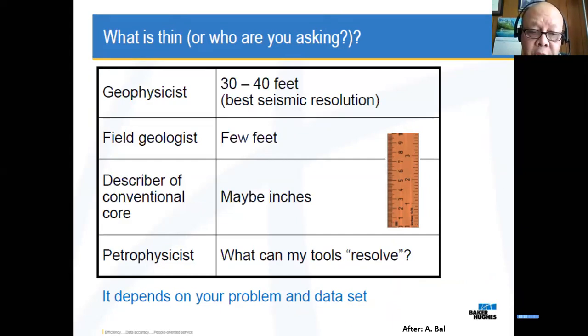For a petrophysicist, it will depend on the resolution of the tool. Different tools have different resolutions. So if you're looking at an induction log, it may be about 5 feet of resolution. You may not see the thin beds, but if you are looking at micro resistivity, you'll be able to see those thinner beds. And if you're looking at an image log, you'll even be able to detect sand laminae. So it depends on your problem and your data set.